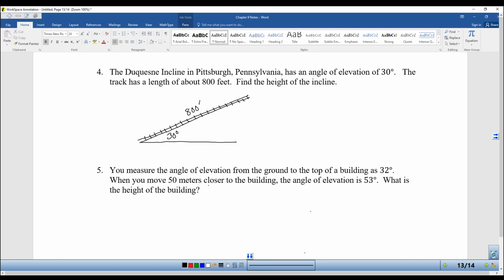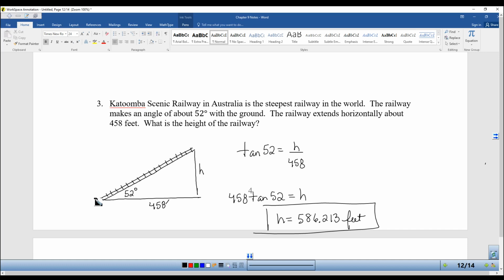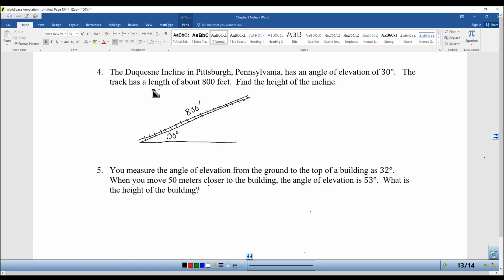So really the only place you could go wrong is not understanding that this time they didn't give you the horizontal distance. The previous one specifically said the railway extends horizontally, where this one says that the length of the track is 800. Find the height of the incline. So I want to know the side opposite, but I was given the hypotenuse. That's going to be sine. So sine of 30 is equal to h over 800. I clear my fraction. And because this is a known angle, I can go ahead and just look at my chart. It's 1/2. And so the height is equal to 400 feet.